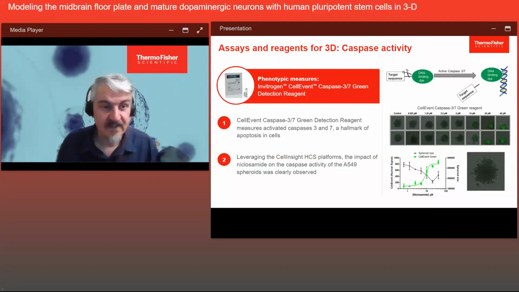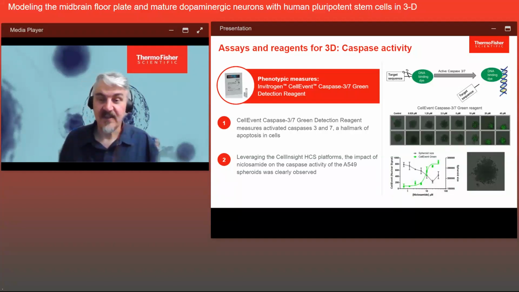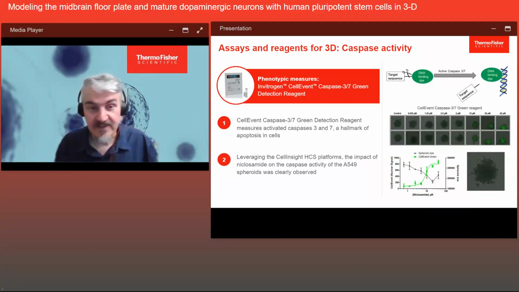So in the images on the right of this slide, we see spheroids made up of A549 cells that have been treated with different concentrations of the drug niclosamide, which blocks oxidative phosphorylation. We also see that the green fluorescence from the CellEvent probe increases with the drug concentration. And we can measure that fluorescence with a plate reader or a high content imager to produce a sigmoidal toxicity curve, as you see in the lower right.